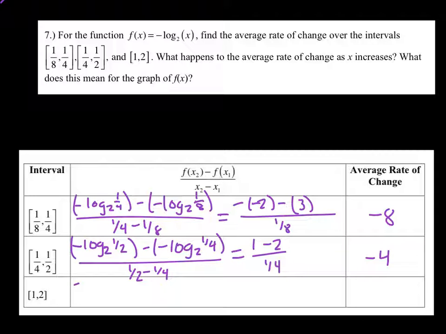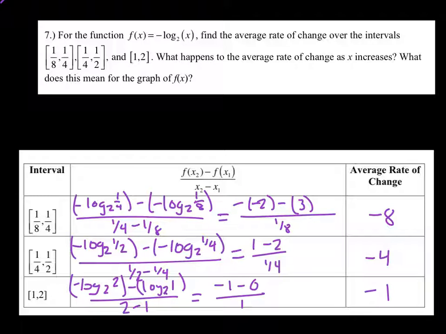And your last one, negative log base 2 of 2 minus negative log base 2 of 1, over 2 minus 1. So log base 2 of 2 is 1, so -1 minus log base 2 of 1. Anything to the power of 0 is 1, so that's 0, over 1. So -1 minus 0 is -1 divided by 1 is -1.